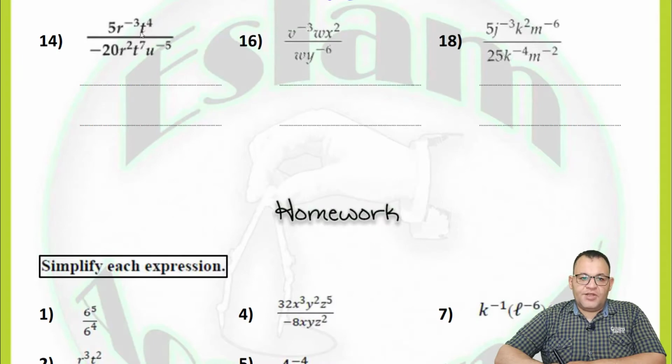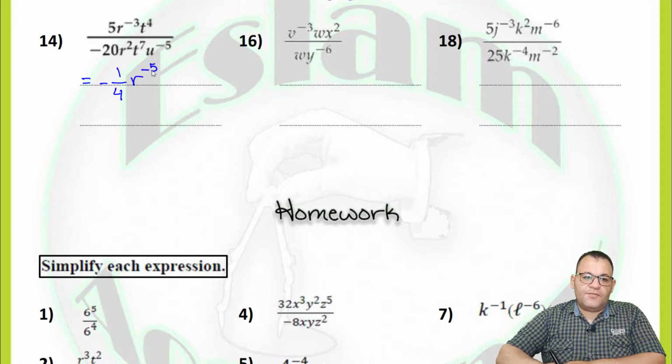5r to the power negative 3, t to the power 4, divided by negative 20, r to the power 2, t to the power 7, u to the power negative 5. At first, I will divide the number by the number. 5 divided by negative 20 equals negative 1 over 4. r divided by r, I will just write r and subtract the powers. Negative 3 minus 2 equals negative 5. Just write t. 4 minus 7 equals negative 3.